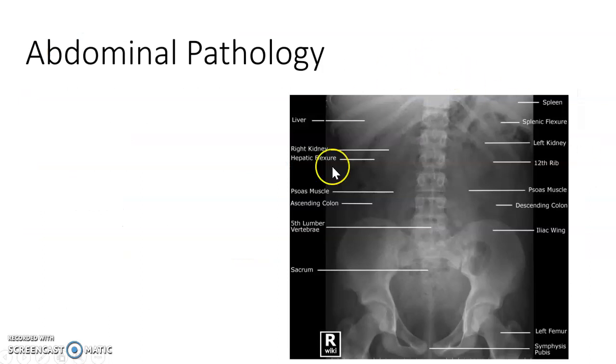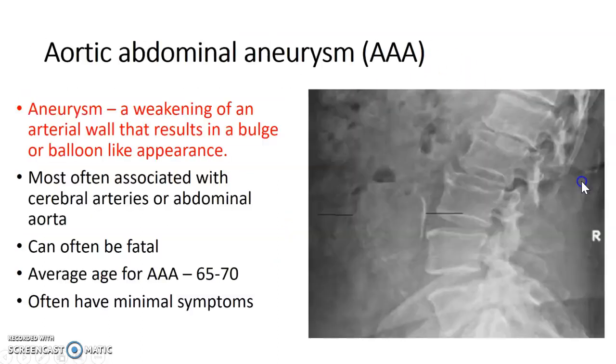Abdomen pathology. Review abdomen anatomy for me. AAA, abdominal aortic aneurysm. It's a weakening of an arterial wall that results in a bulge or balloon-like appearance. So right here, it's kind of identifying for you the bulge right here of the AAA.